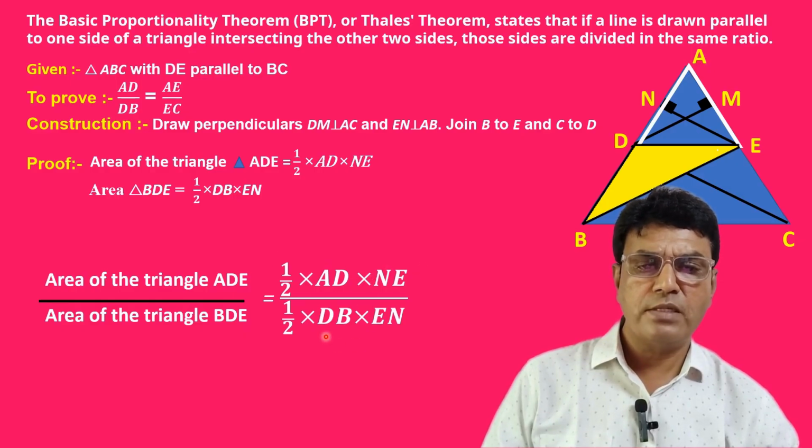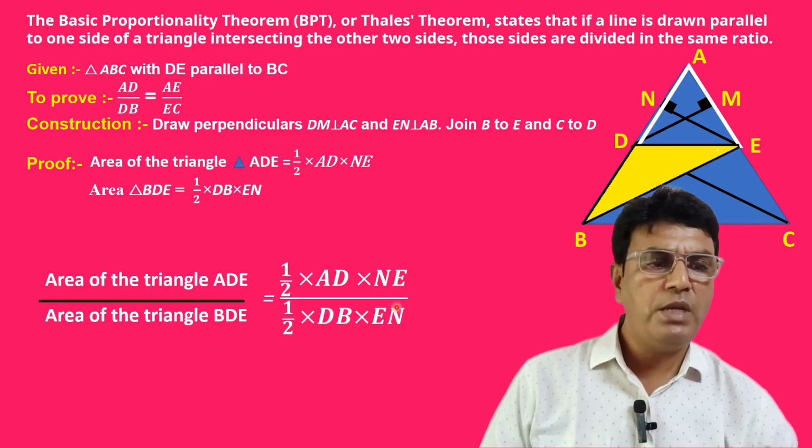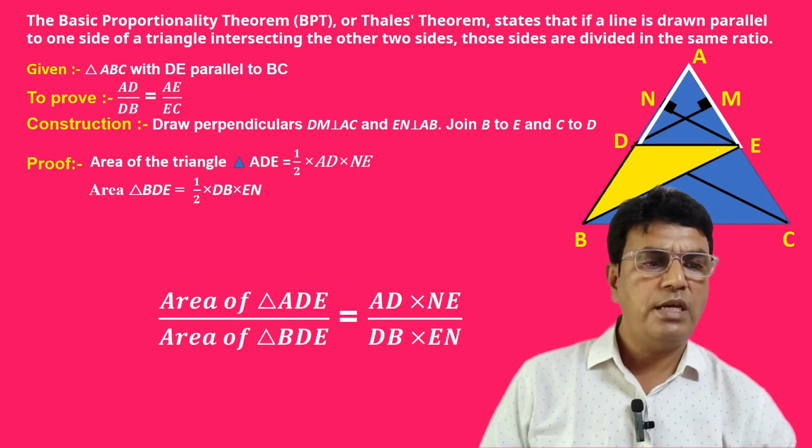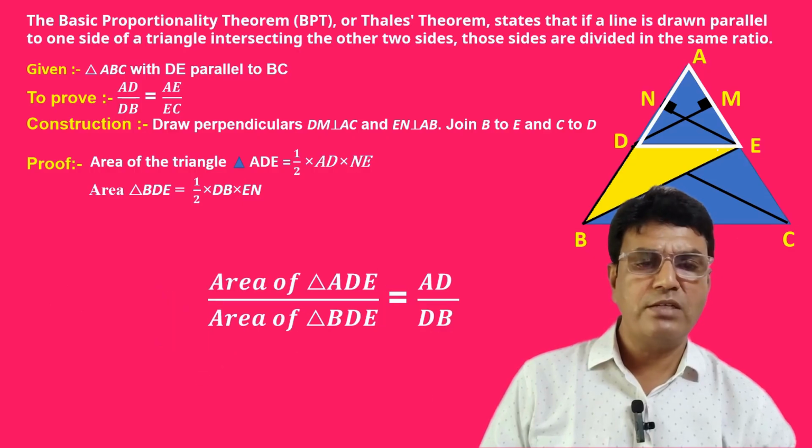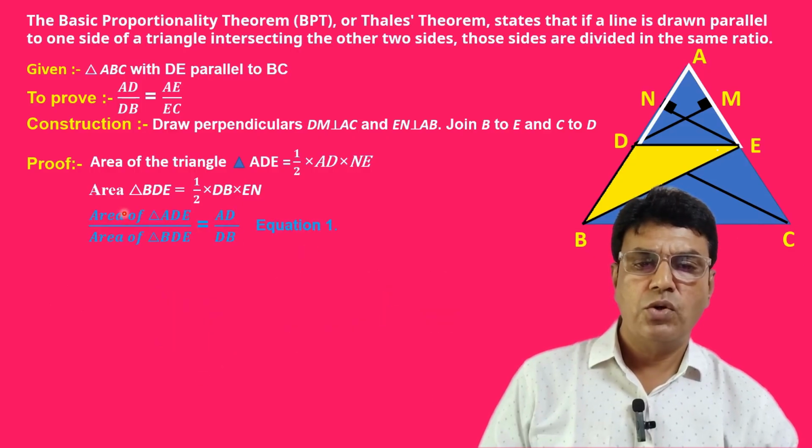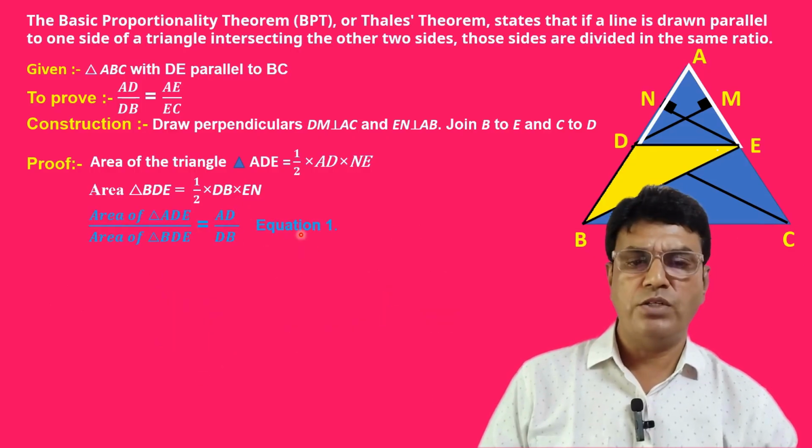So half gets cancelled. Here NE and EN get cancelled. We'll be left here with AD upon DB there. So let's write it here, and this becomes our equation 1 here.